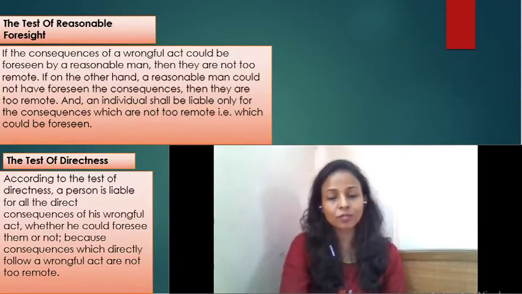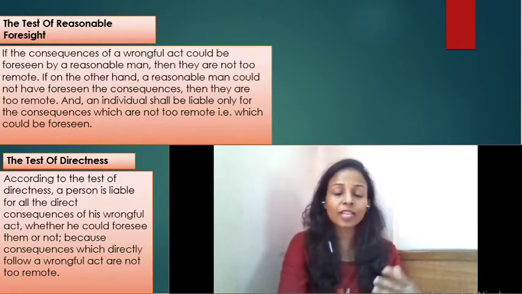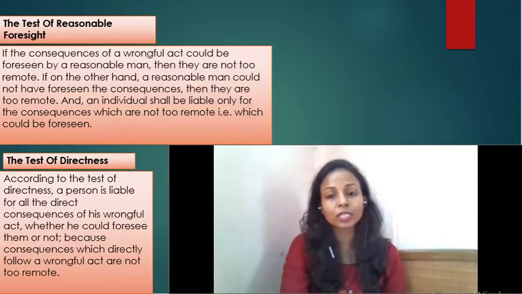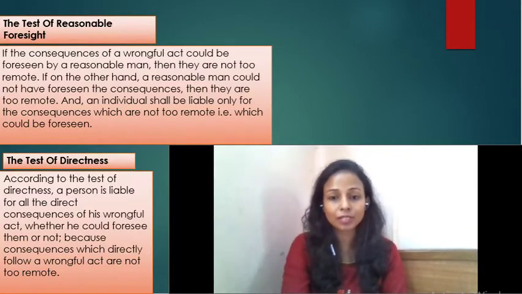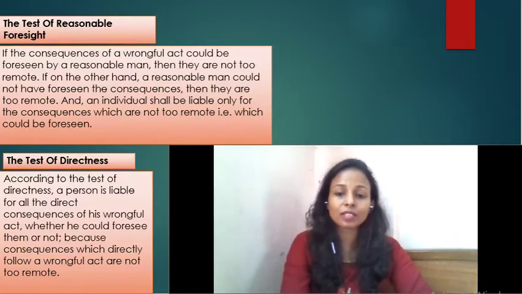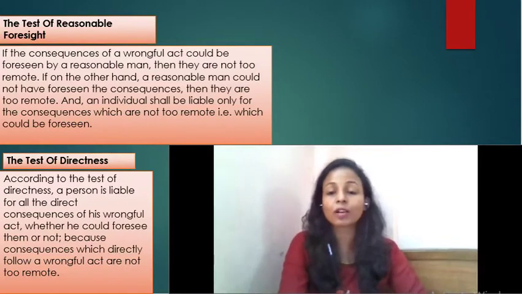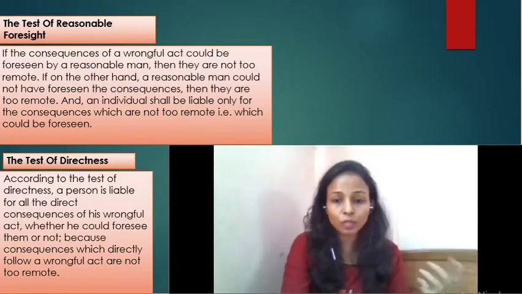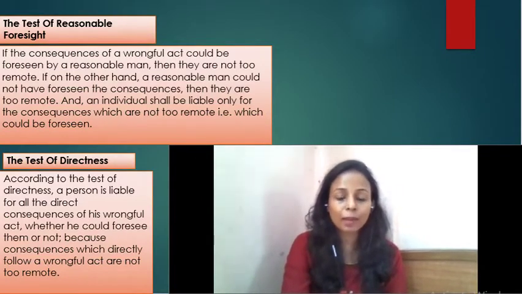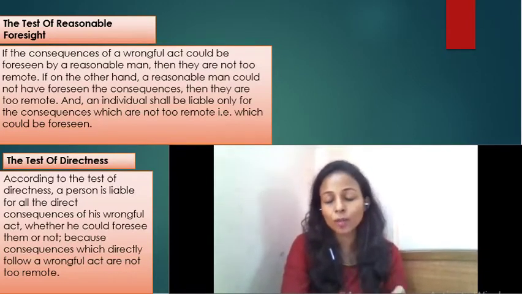Here you can see some of the tests for identifying the remoteness of damages. If the damage is too remote, we cannot hold that person liable for it. The first test is the test of reasonable foresight. If the person could reasonably foresee the damage from his act, then he will be liable for the act. You have to see that he should know that this act might cause damages to the other person. If he can foresee this remoteness of damages, then he will be liable. But if that damage is too remote and cannot be foreseen, then he shall not be liable.